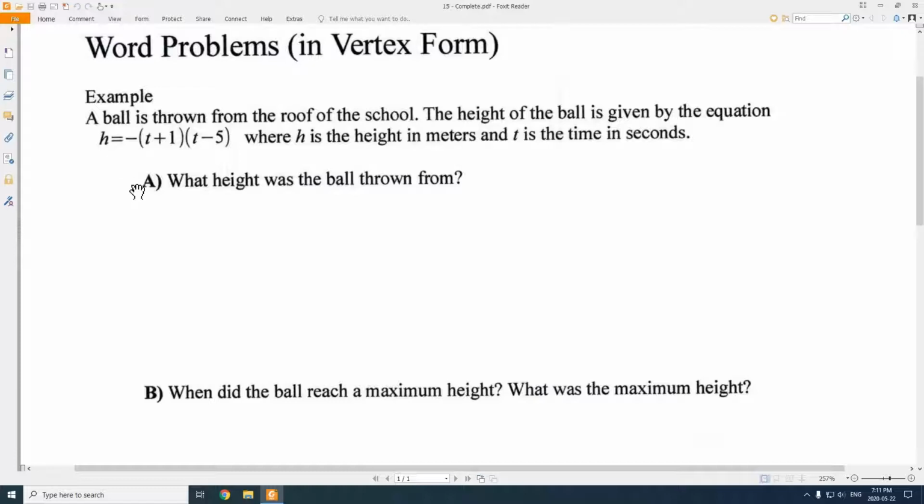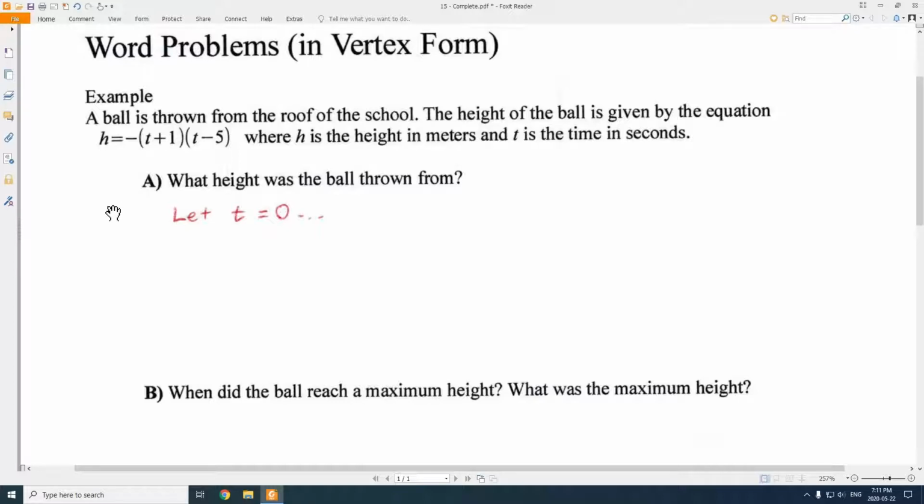All right, let's try and answer some questions. First question, what height was the ball thrown from? All right, so what was its starting height? Sometimes you'll hear it called the initial height. Well, it's thrown from the roof of the school, so there will be some sort of starting height. Well, let's see here. We have an equation that gives the height in terms of the time. Well, the ball is being thrown at the very start, which would be time equals 0. So t equals 0 means the very beginning, as soon as the ball left the person's hand. So in this case, let's just make t equals 0.